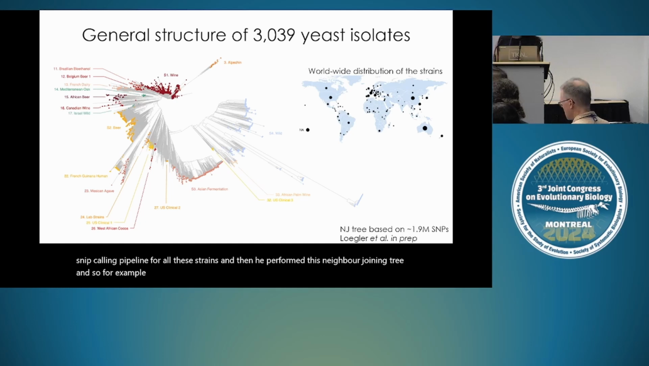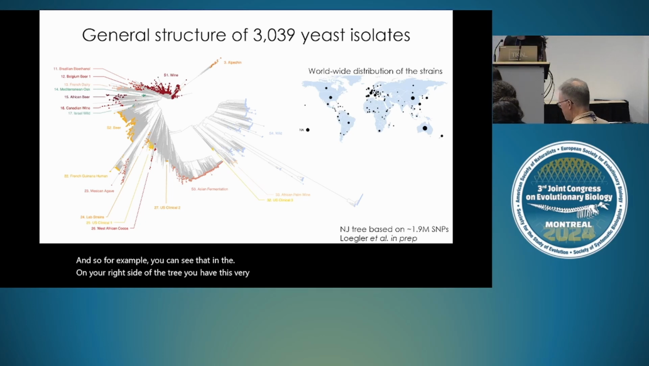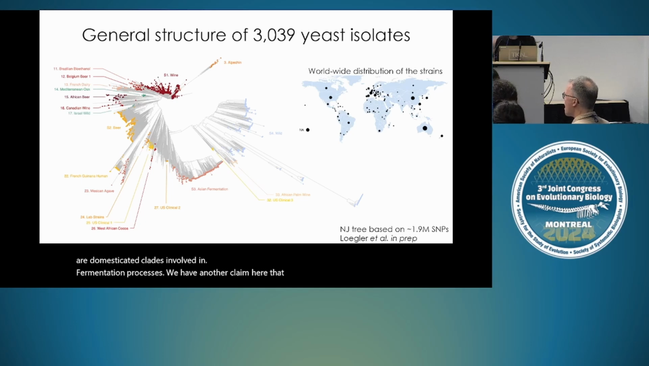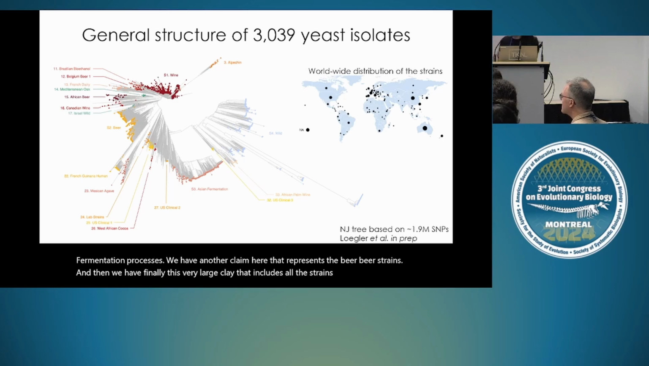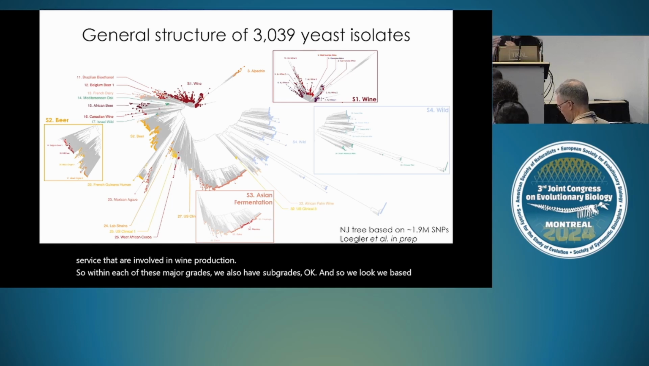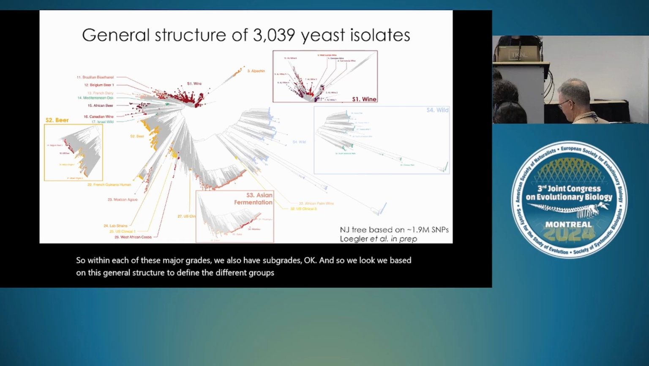On the right side of the tree, you have these very long branches. This blue cluster forms a major cluster that includes all the wild strains. Then we have other major clades, represented in the middle, that are domesticated clades involved in fermentation processes. We have another clade that represents the beer strains. And finally, a very large clade that includes all the strains involved in wine production. Within each of these major clades, we have subclades.